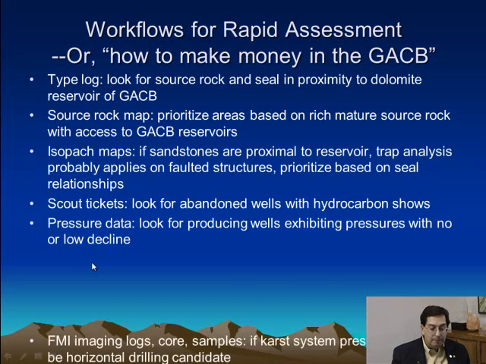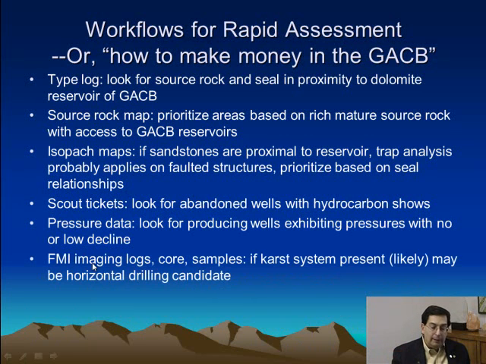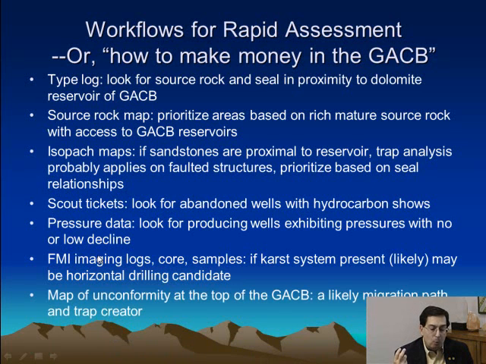I think it's important quickly to locate FMI imaging logs and core samples. Is there a karst system present in that area? The Arbuckle, Elmberg, and Ox reservoirs almost always have karst associated with them. With that major unconformity, it's very likely that there is a karst system, and it's important to confirm that. And if it does occur in a particular exploration area, that can indicate that wells and prospects may be horizontal drilling candidates.